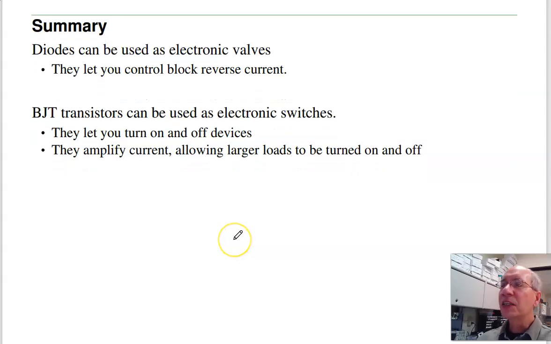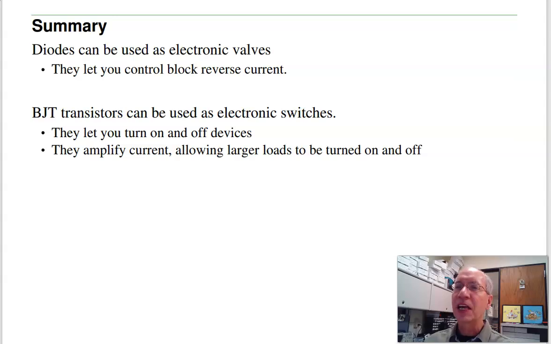So that's kind of the idea of transistors and diodes. In summary, diodes can be used as valves. They allow current to flow one way, but not the other. We're using the diode for reversed polarity protection. Take your 9-volt battery, put it in backwards, and the diode blocks the current. A transistor, in contrast, acts as a switch.